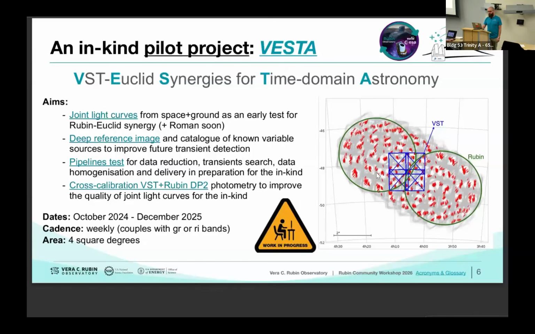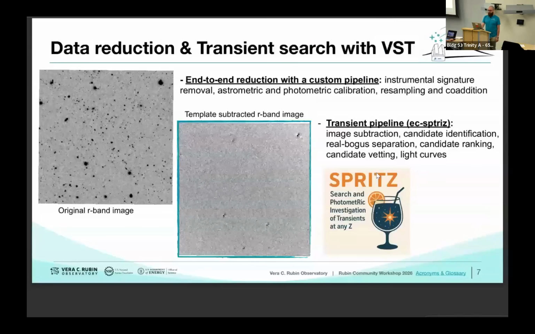So we observed this field from October 2024 to December 2025 with a weekly cadence, alternating couples of g r and r i bands, over 4 square degrees. What we are doing is that we developed an end-to-end reduction pipeline that does the basic data reduction, and then we have a transient pipeline called HSPRITS. We are kind of replicating what the alert production pipeline for LSST is doing.